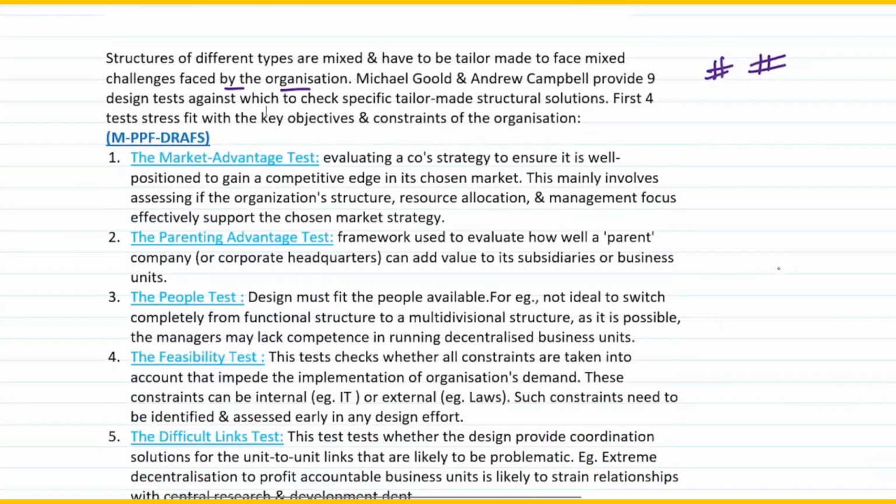Now there may be a situation wherein a particular kind of structure may not be ideal for the company. So hence the company may go for a tailor-made one, which can be a mix of 2 or more kinds of structures, right? Okay, 2 people, very important.